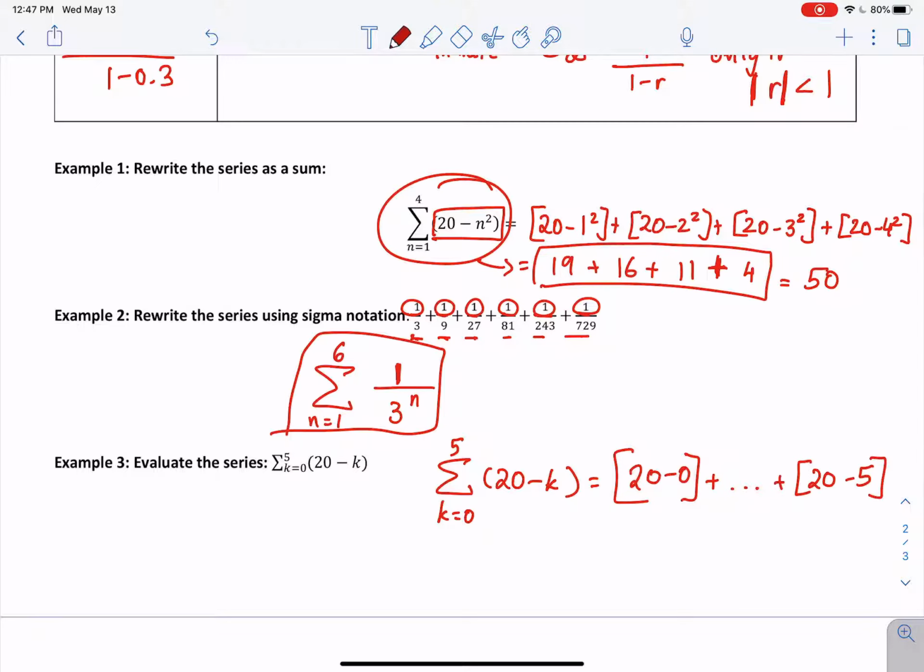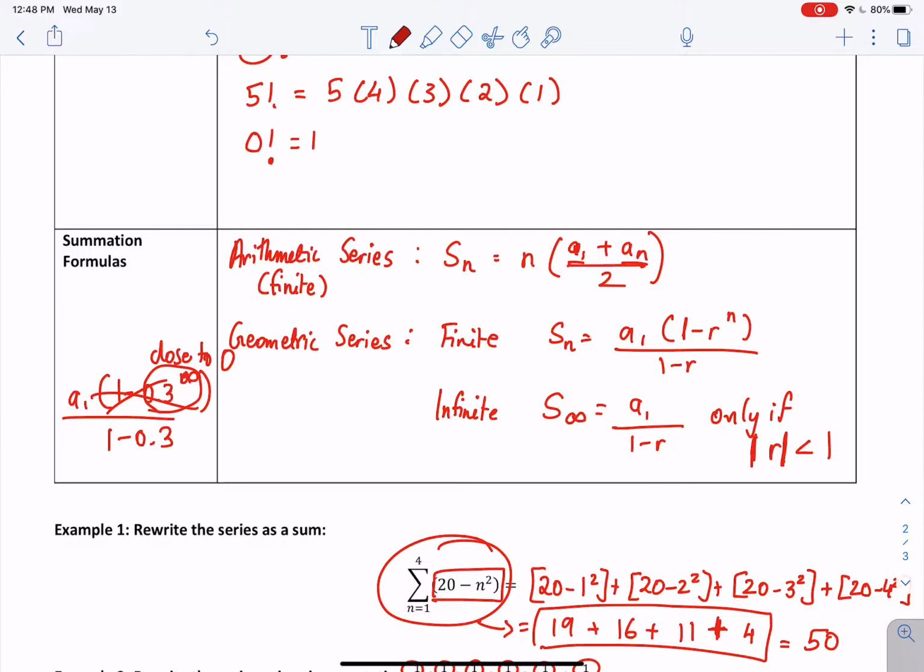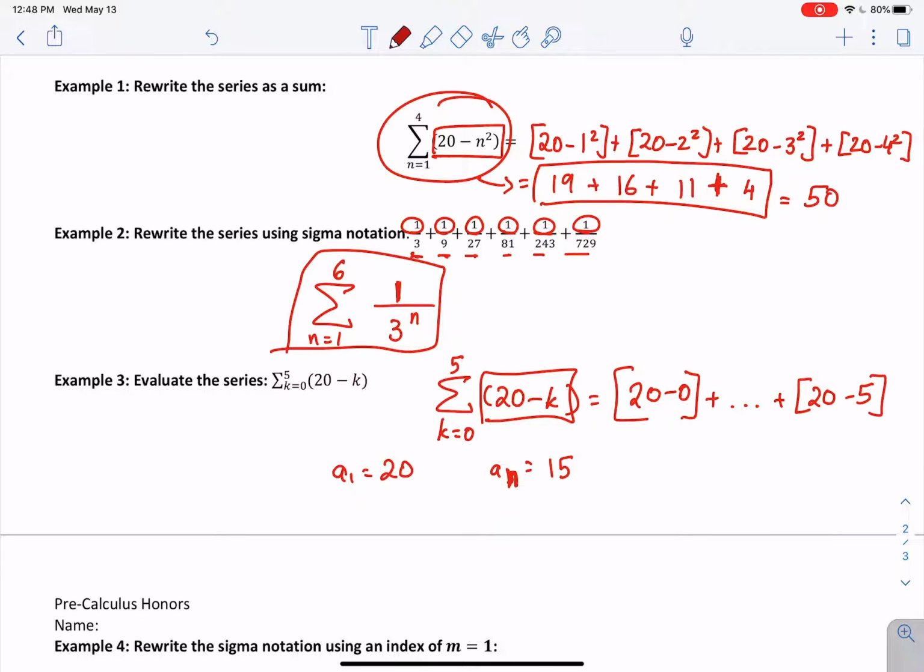Now, instead of calculating this, we're going to use the formula for it. This is an arithmetic sequence formula. It's just a slope, right? Minus 1 every time, start at 20. And for that formula, if I look here, I need the first term, I need the last term, and I need to know the number of terms. Well, the first term is 20 minus 0, which is 20. And the last term is when I plug in 5, which is 15. The number of terms is 6 because I have the 0, 1, 2, 3, 4, 5. That's 6 terms. Right? So when you start at 0, it's not 5 terms. When you start at 1, it would have been 5 terms.